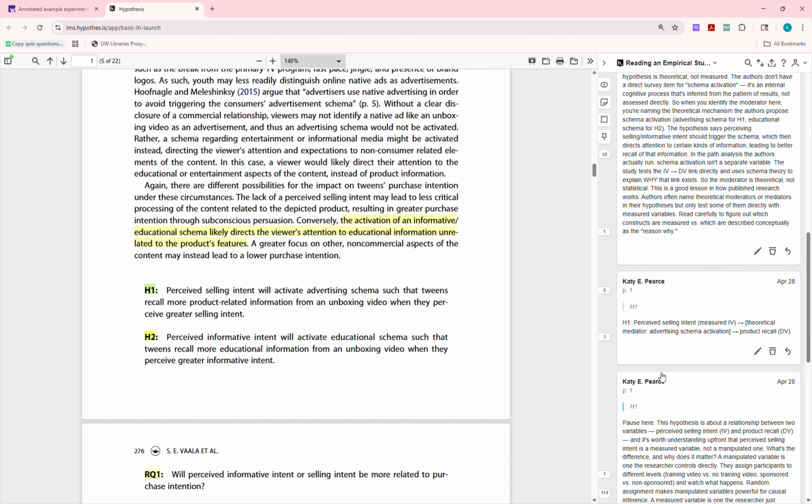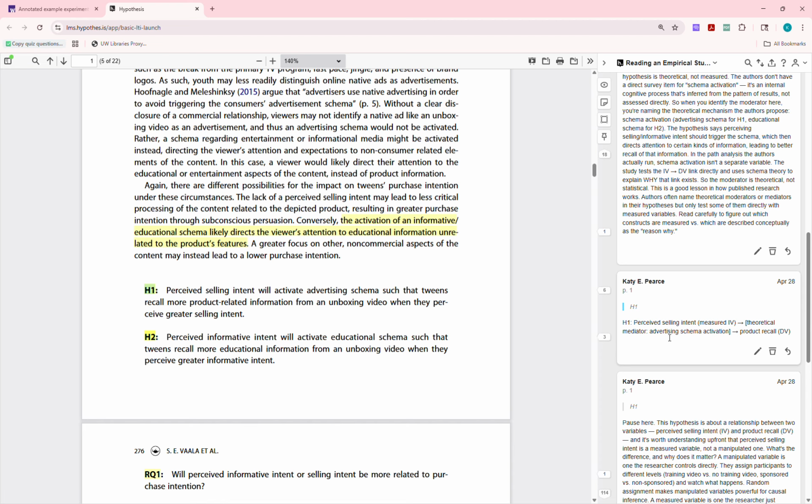H1: perceived selling intent will activate advertising schema such that tweens recall more product-related information from an unboxing video when they perceive greater selling intent. The thing that comes first here is the kid's perception of selling intent. So these kids were asked, did you think that they were selling you something? And then they answered on some scale, though I can't remember the scale.